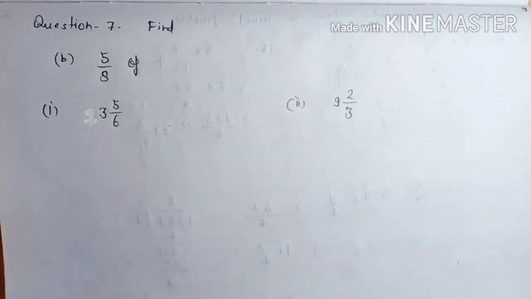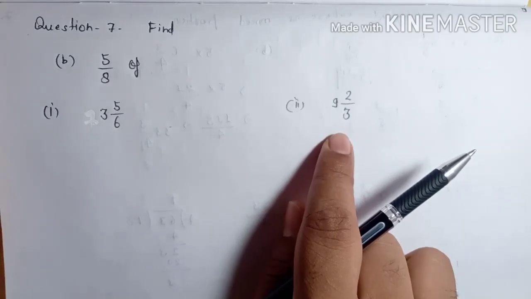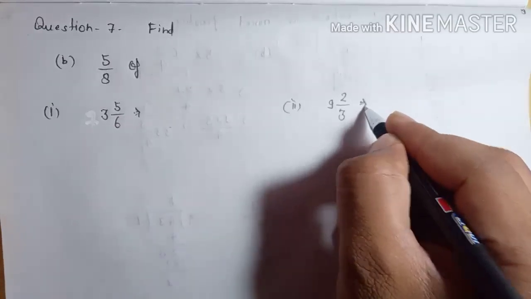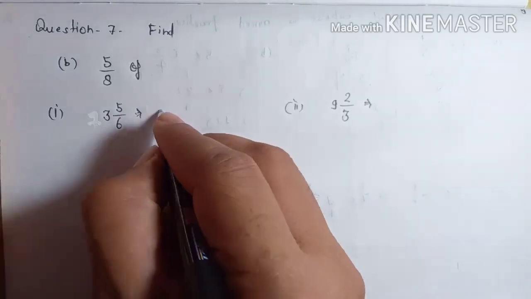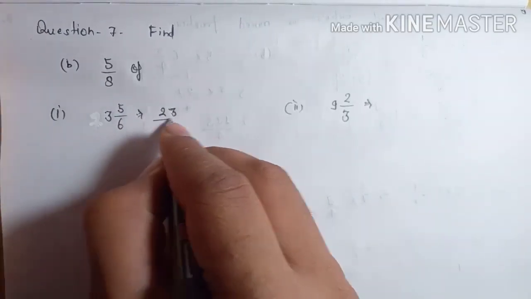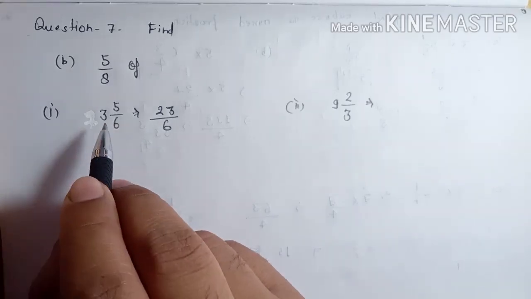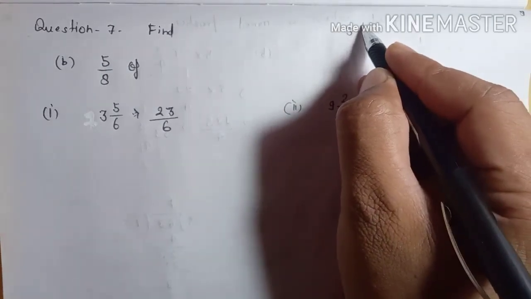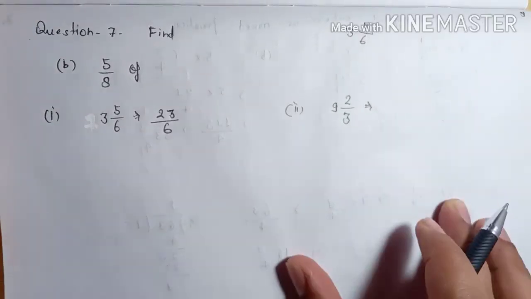In question number 7, we have to find 5 upon 8 of this mixed fraction and this mixed fraction. So first change these mixed fractions into improper fractions. 6 3s are 18, and 18 plus 5 is 23. So write it 23 upon 6. Again I'm explaining how to convert mixed fraction into improper fraction. This is 3 whole 5 upon 6. To write it here.